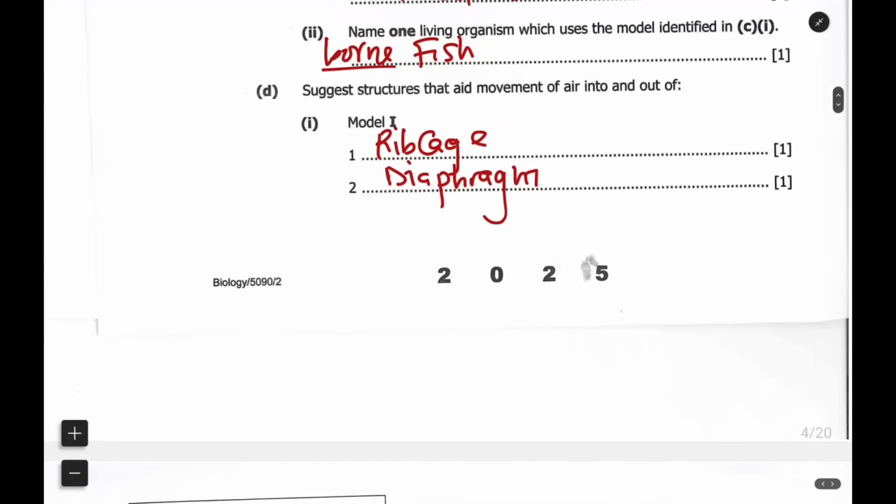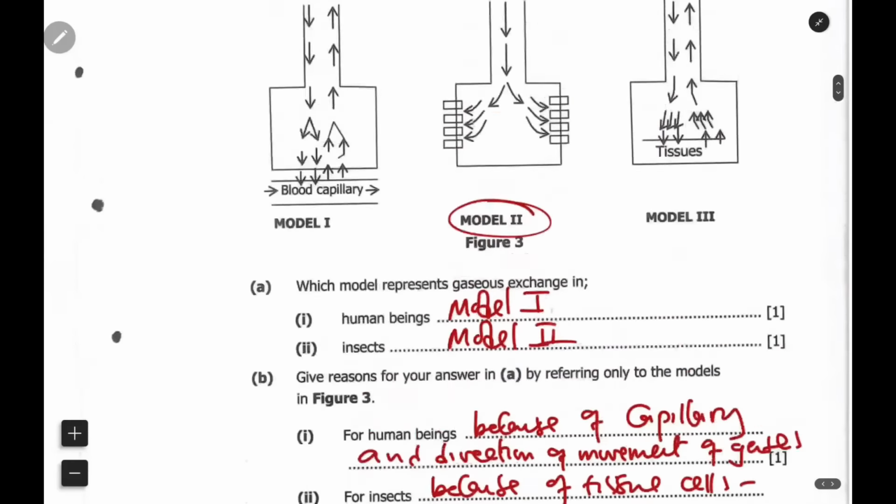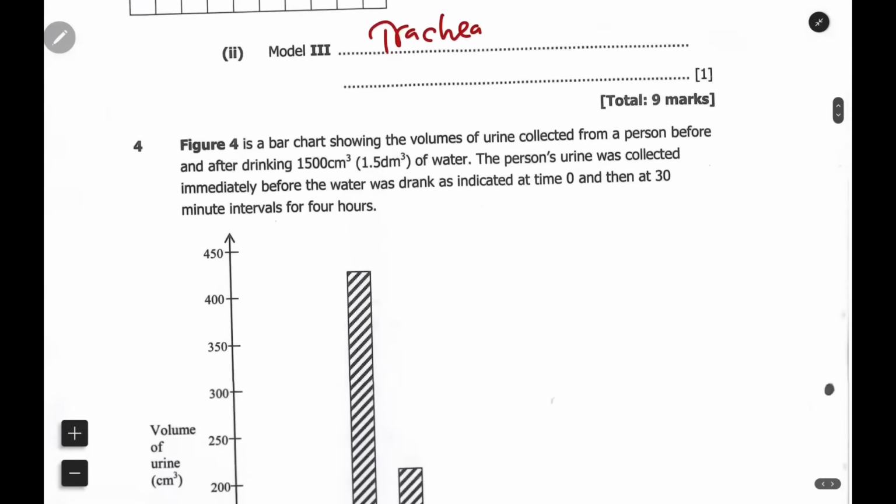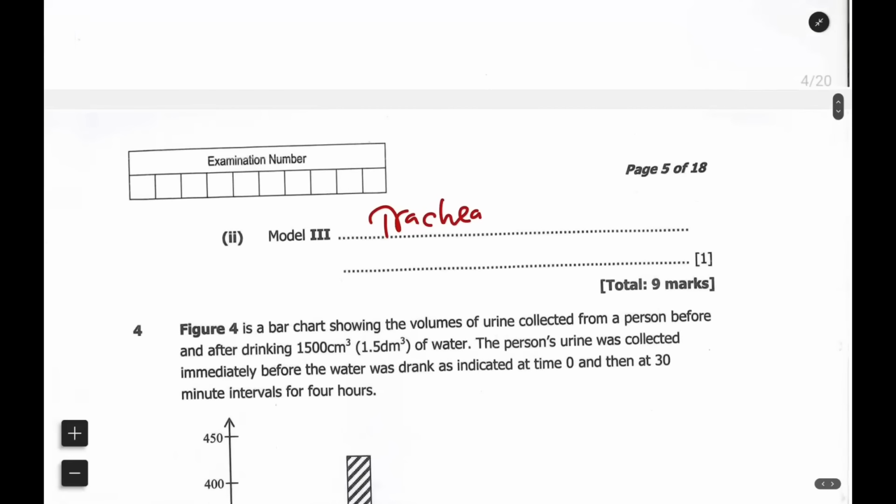What about in model 3, which is for insect? So here we can talk of the trachea. What aids the movement of air in this case? If we were to talk of also the abdomen of the insect, it helps in breathing system. It also helps in breathing. So here would go for the trachea. What do you think could be the answer? Is it the abdomen or the trachea? So put up the debate.